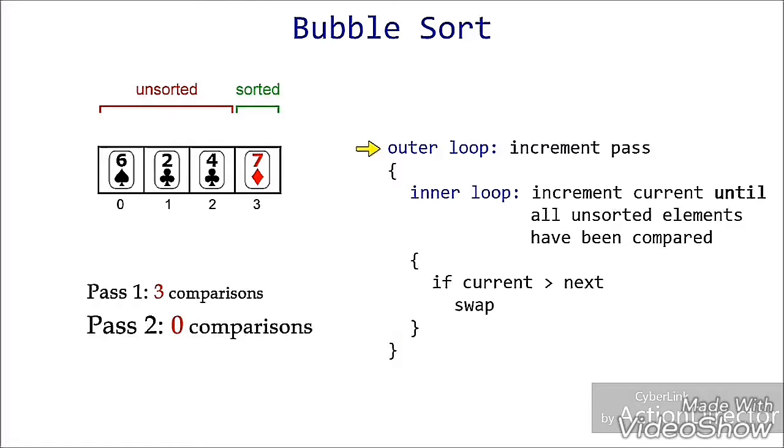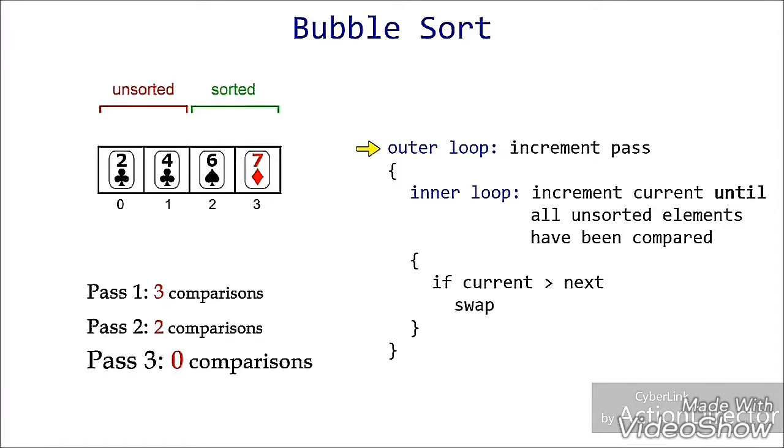Now for the second pass. As stated before, current starts at index 0 and is compared against the next element. 6 is greater than 2, so they are swapped and current is incremented to index 1. Again, 6 is greater than 4, so they're swapped. All elements have been compared, so 6 joins 7 in the sorted section.